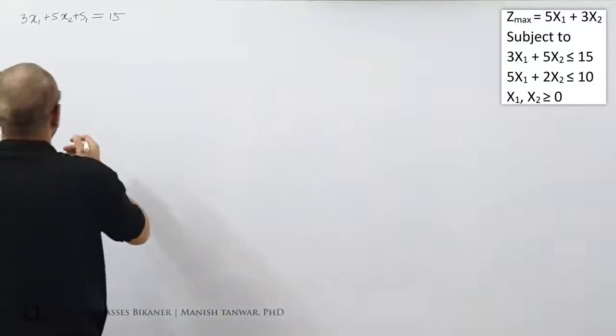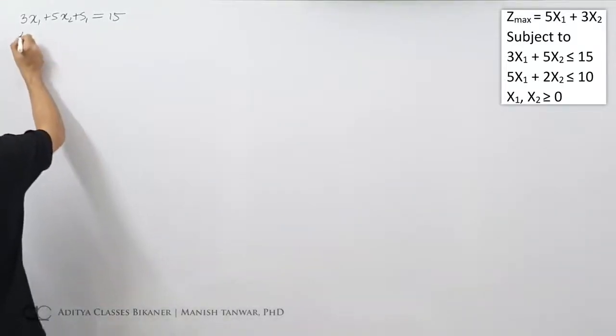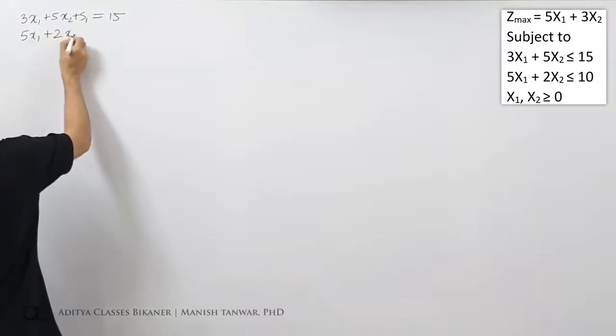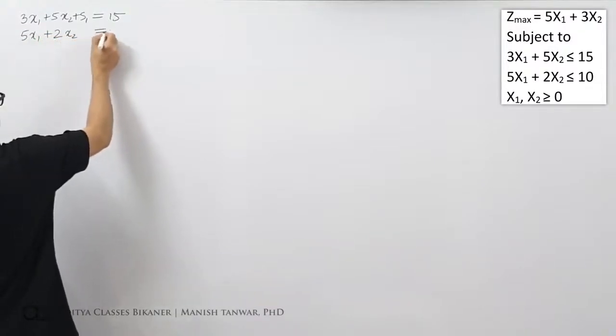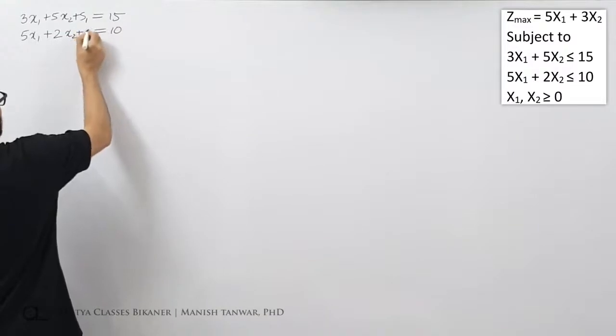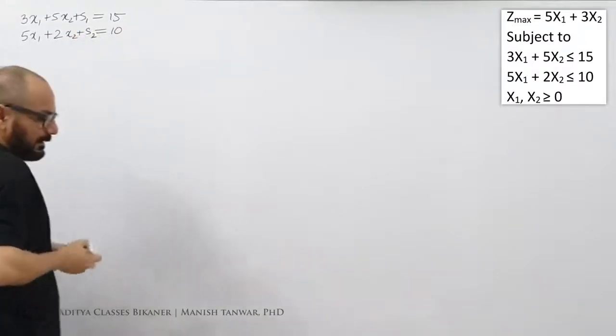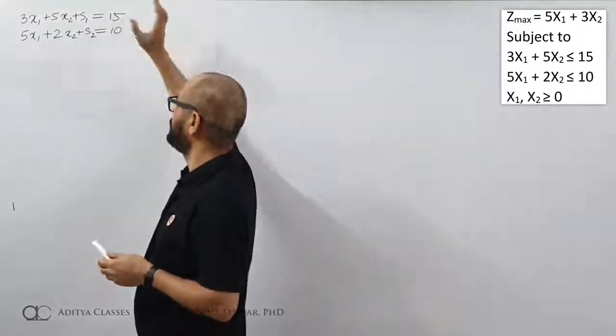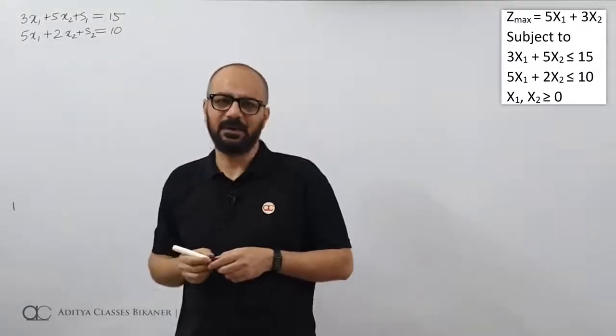Let us convert the second inequality into equality. 5x1 plus 2x2 is also of the less than type. So I will add something, and this time I'll add S2. So both inequalities have been converted into equalities.